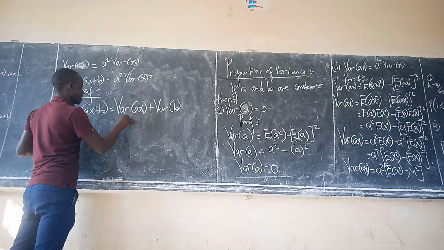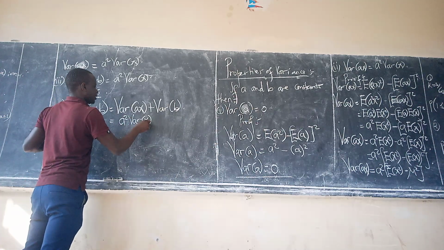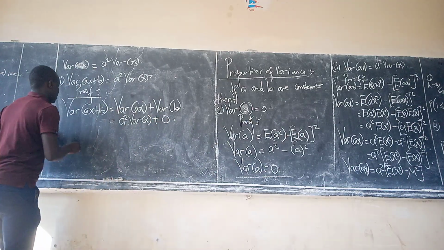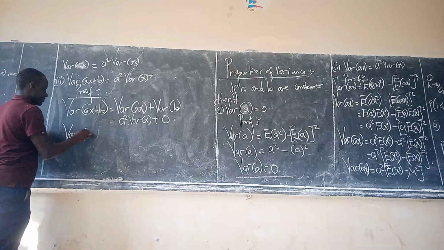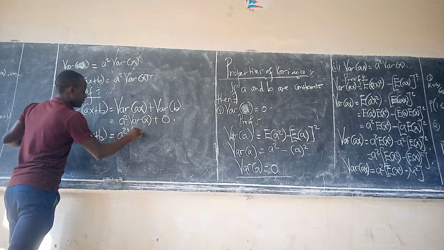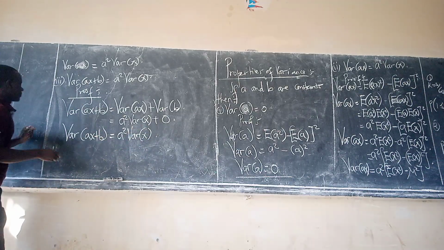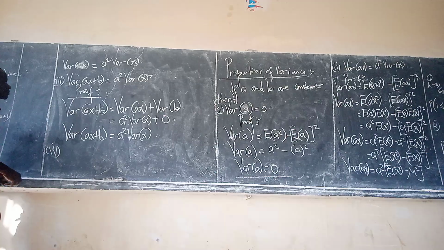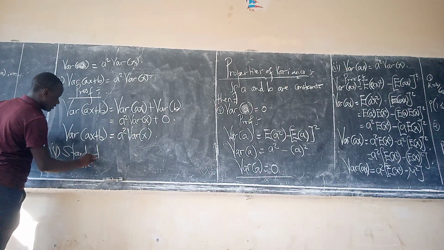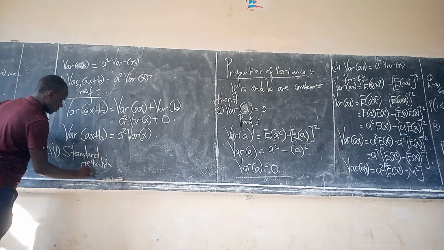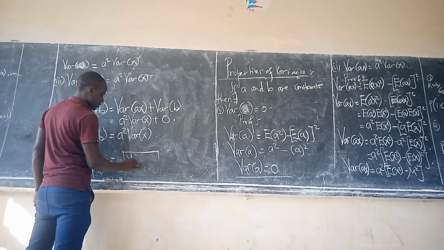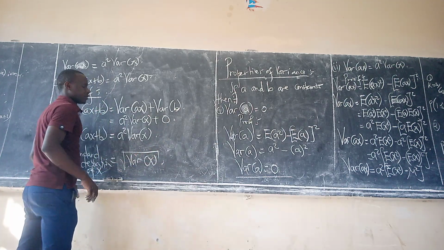The variance of ax is a squared, the variance of x. The variance of the constant, we saw that it is 0. Then the variance of ax plus b is a squared, the variance of x. Roman 4, the standard deviation of capital X is equal to the root of the variance of x.